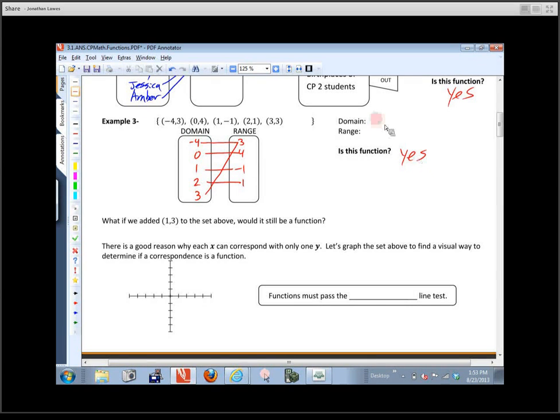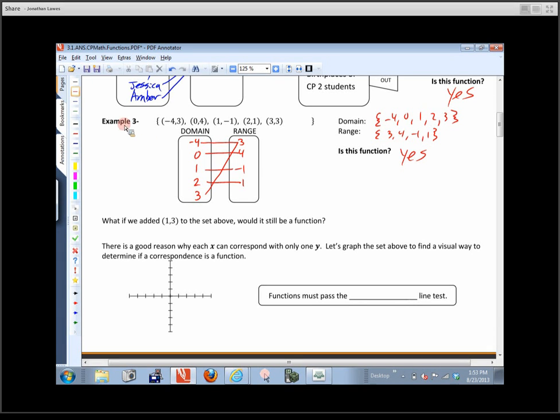The domain would be, and we usually use set notation, and that's about the prettiest set bracket I'm able to write, but it would be made up of -4, 0, 1, 2, and 3. And then we'd close the set brackets. I'll do that as pretty as I can. Normally it just looks like a squiggly line, okay? And then the range is going to be 3, 4, -1, and 1, okay? So there's our domain and our range.